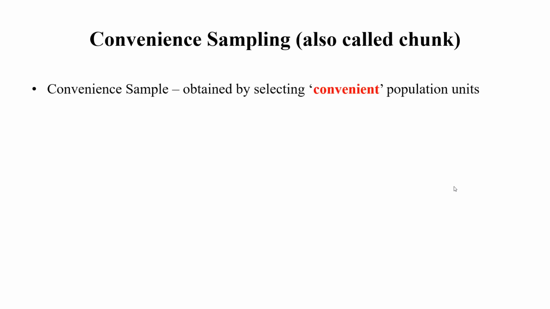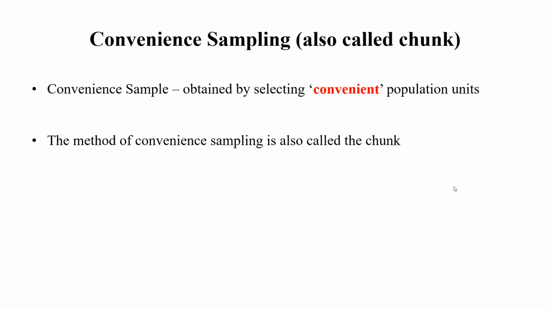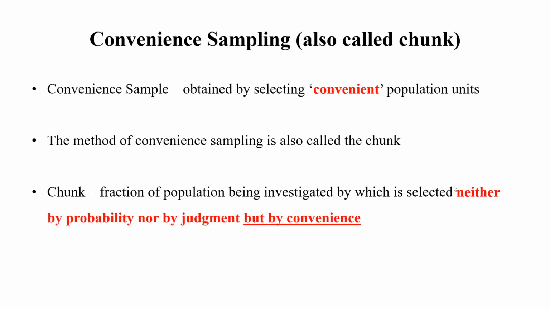Convenience sampling, it is also called chunk. It is purely obtained by the researcher from the population units. Basically, it depends upon his or her convenience, so it is also known as chunk. It is the fraction of the population being investigated by the researcher, not based on probability nor on judgment, but purely on his or her convenience.